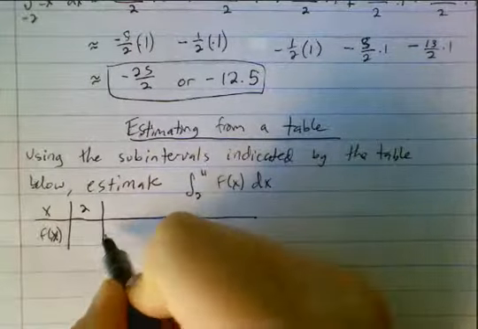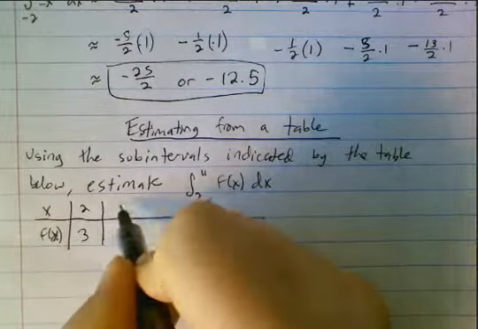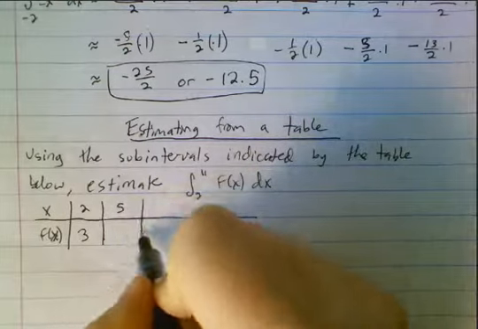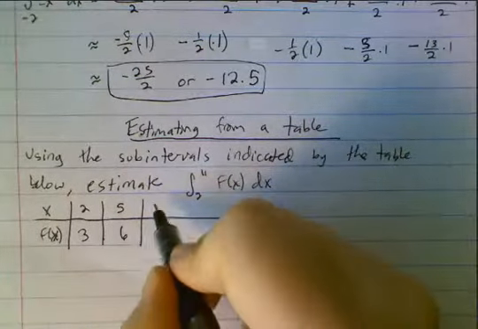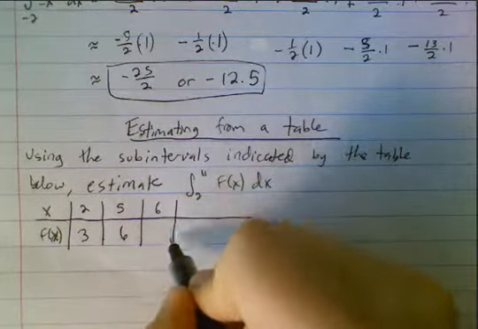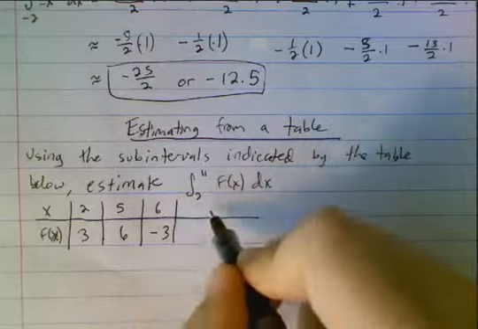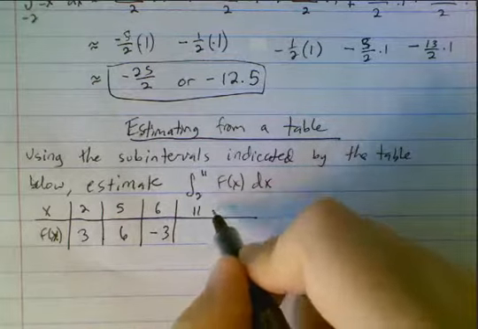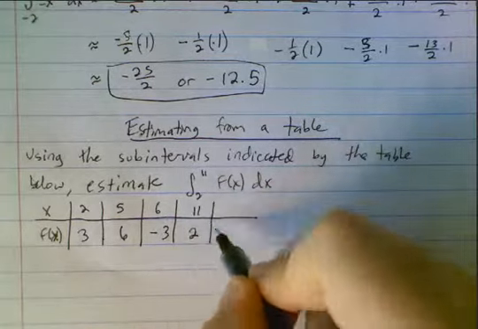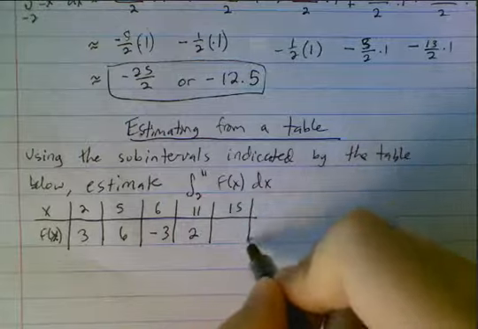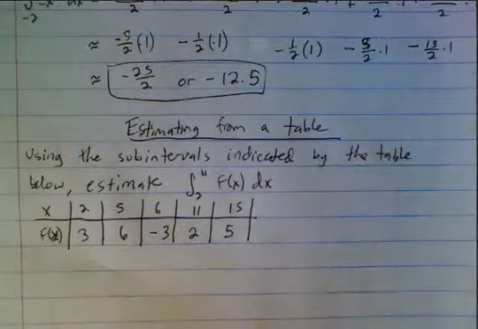When x is 2, f of x is 3. When x is 5, f of x is 6. When x is 6, f of x is -3. When x is 11, f of x is 2, and when x is 15, f of x is 5.